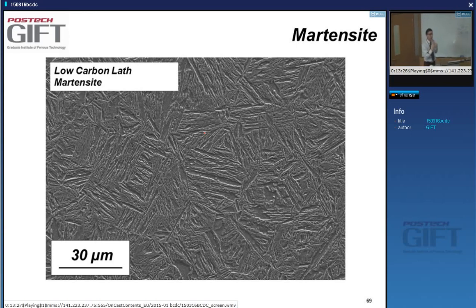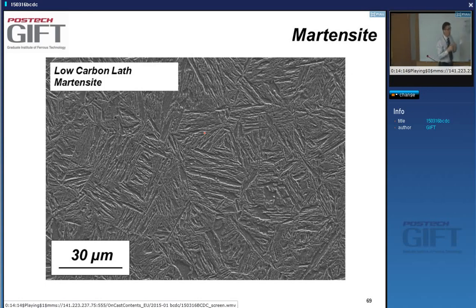So one big austenite grain gives rise to what we call packets. And these packets themselves are subdivided into what we call blocks. And the blocks themselves consist of parallel laths. So you get a considerable refinement of the microstructure. And although martensite is crystallographically nothing else than ferrite, because you get this very large refinement of the microstructure, martensite tends to be harder than ferrite.